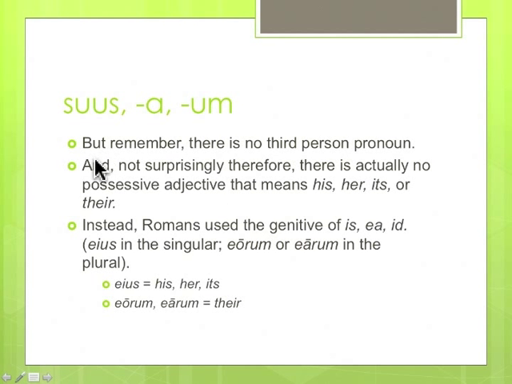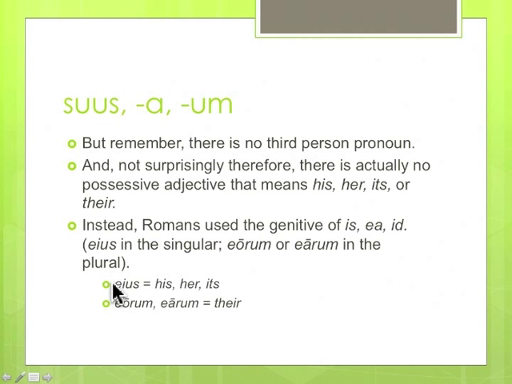But remember, there is no third-person pronoun. Remember, Latin doesn't really have a way to say he, she, it, or they in a direct fashion. And not surprisingly, therefore, there is actually no possessive adjective that means his, her, its, or their. Instead, Romans use the genitive of is, ea, id. Eius in the singular, eorum or earum in the plural. Eorum is masculine and neuter, earum is feminine.